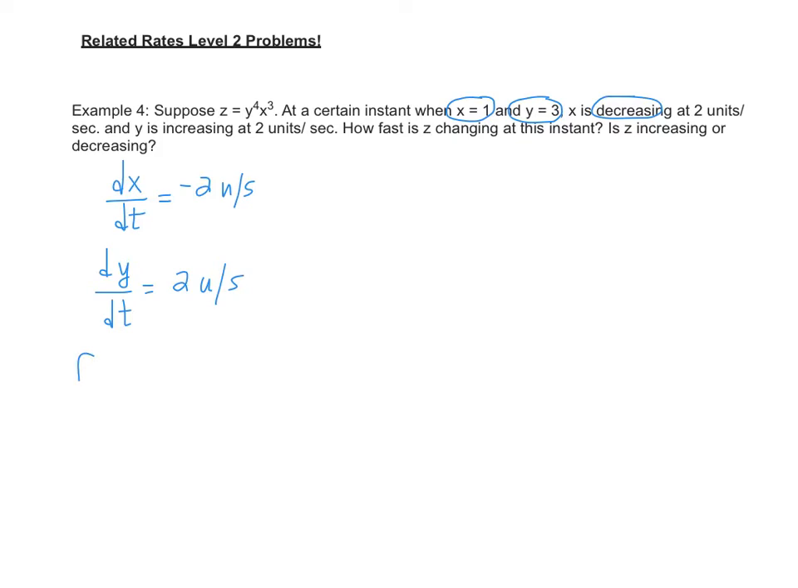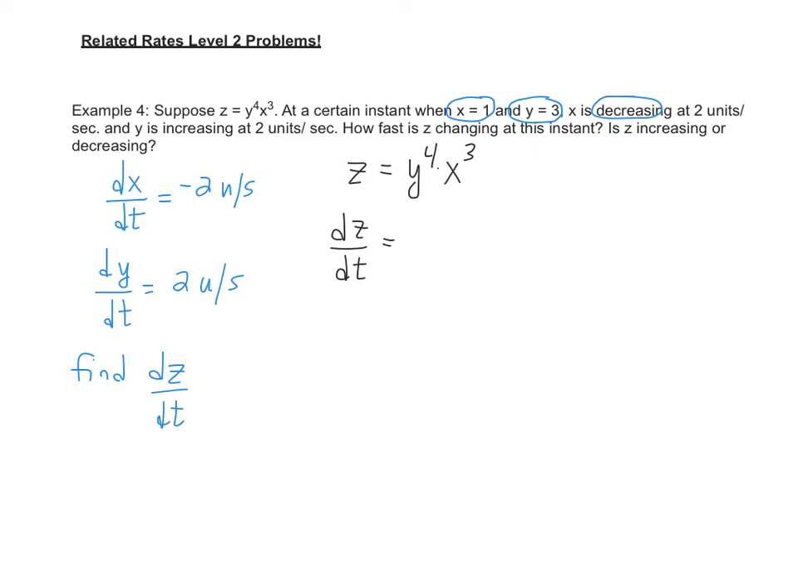We're trying to find, again, make sure you're writing down what it is you're trying to find. Trying to find the rate at which z is changing, so that's dz/dt. And then once we're done, we want to know is z increasing or decreasing. So here's our equation. And just like before, we need to differentiate each side. So the derivative of z is dz/dt.